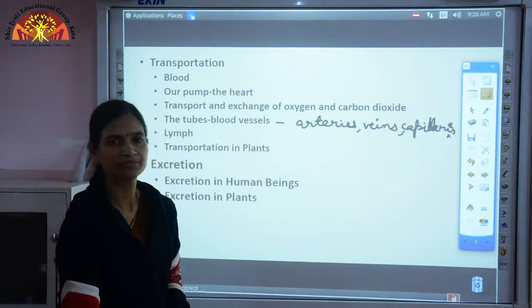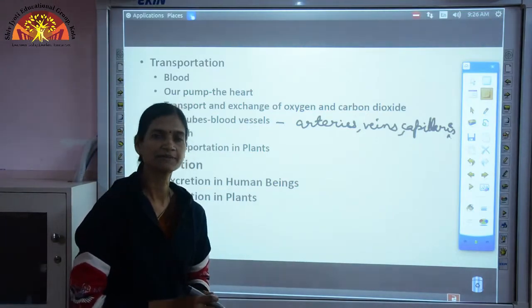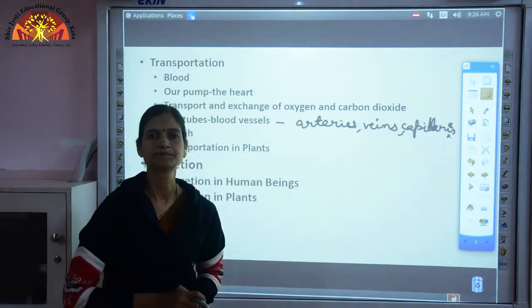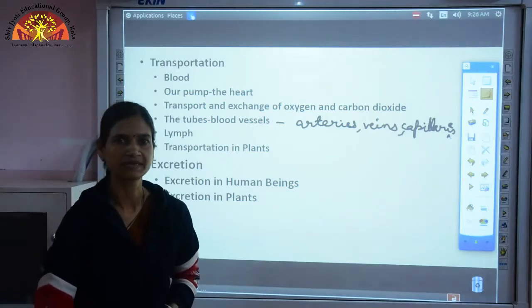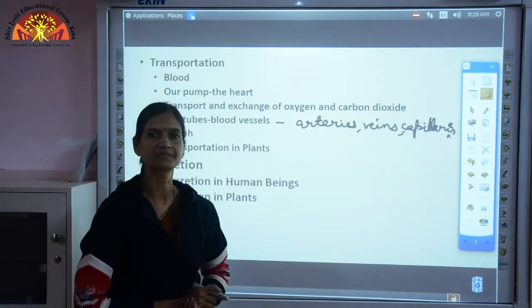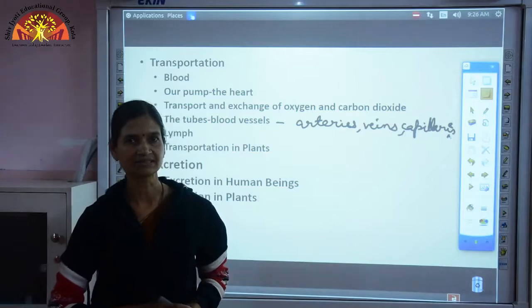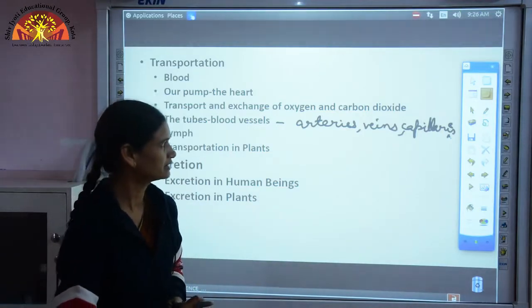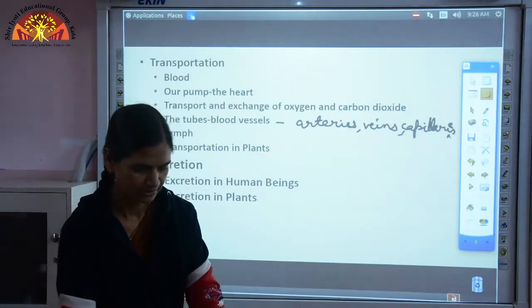तो RBC, WBC और platelets की बात की थी अभी हमने. तो RBC contains hemoglobin, it provides red color to the blood. WBC helps in protection from diseases, defense का काम करते हैं, and platelets help in the clotting of blood.